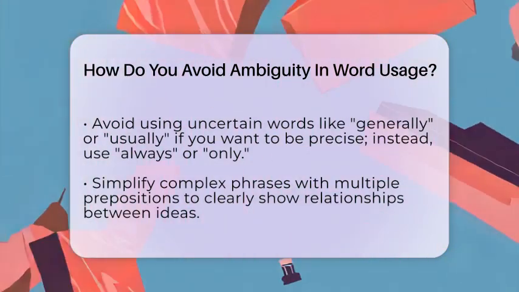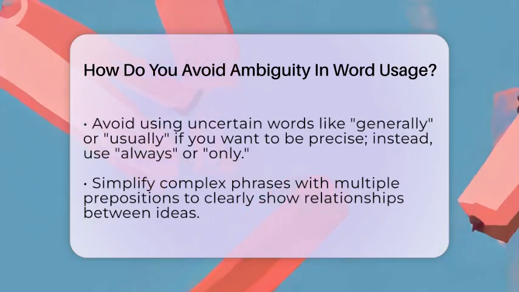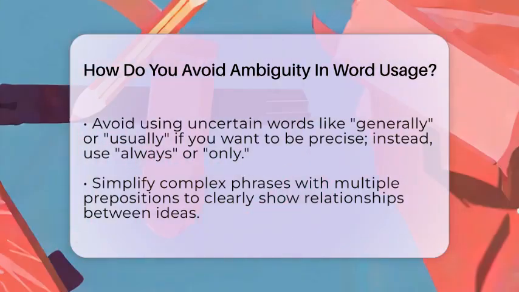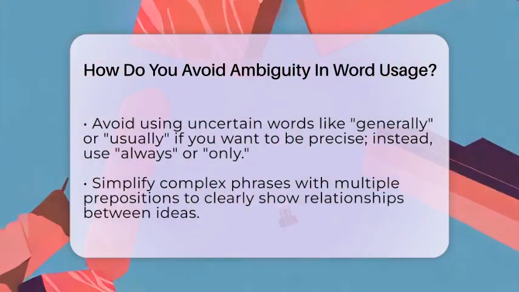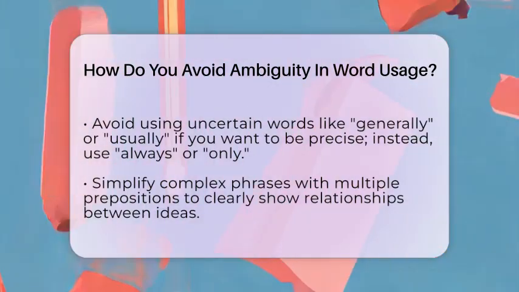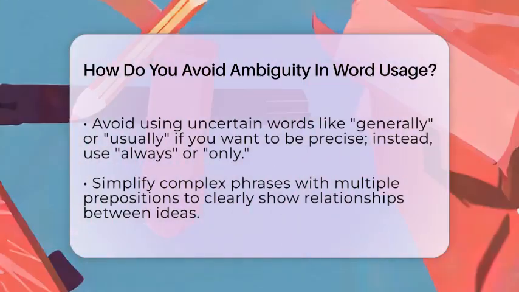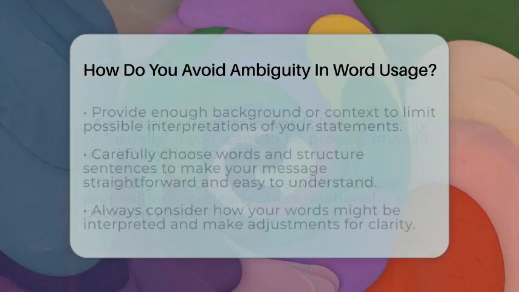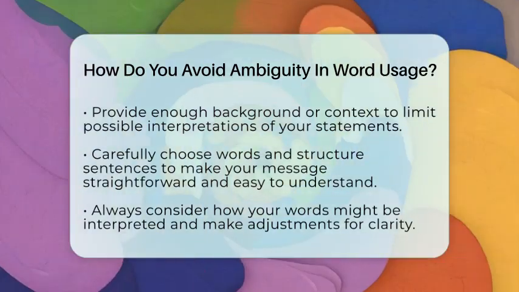Complex phrases with multiple prepositions can also create confusion. For example, instead of "each subscriber to a newspaper in Washington, D.C.," clarify whether you mean each person who subscribes to a newspaper in Washington, D.C., or each subscriber of a newspaper published in Washington, D.C. Clear relationships between words are key.